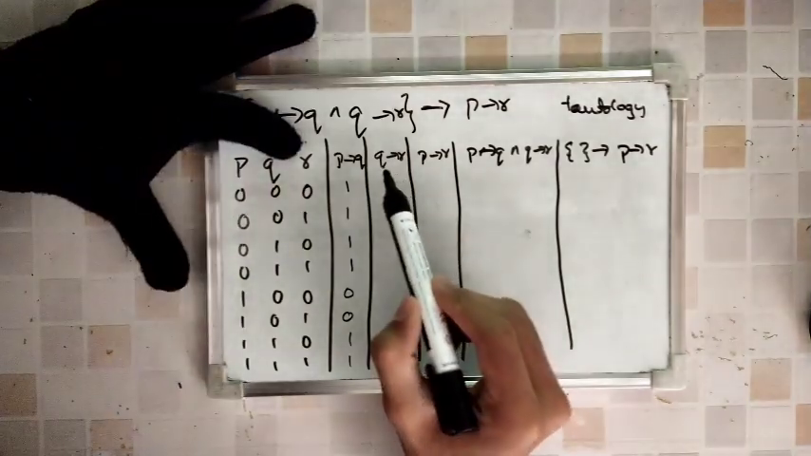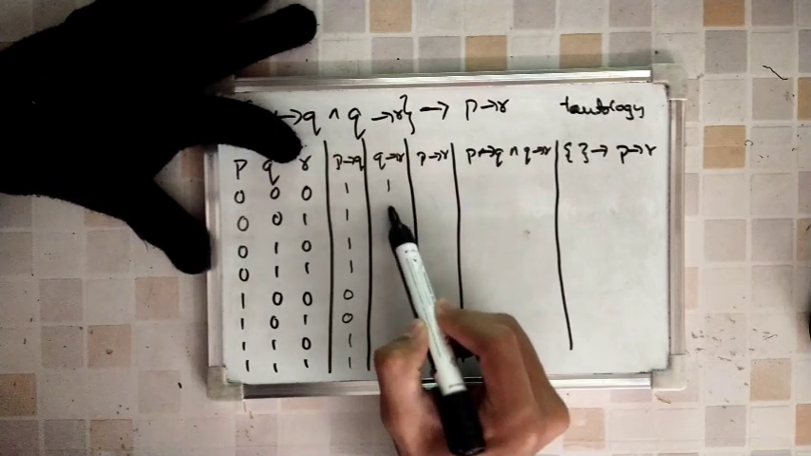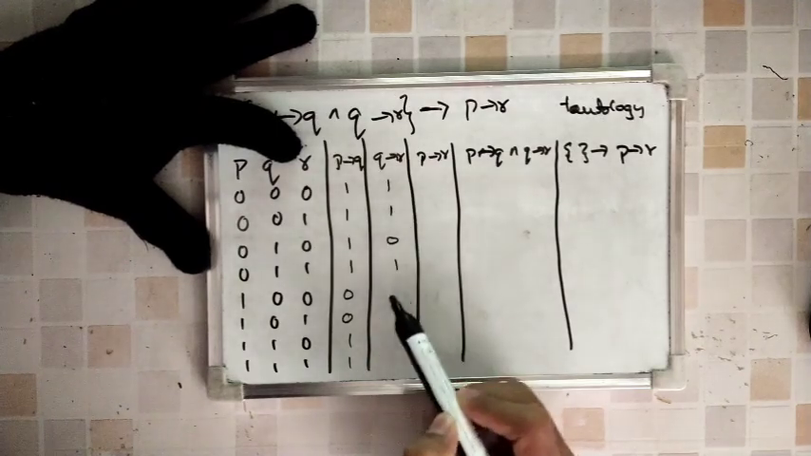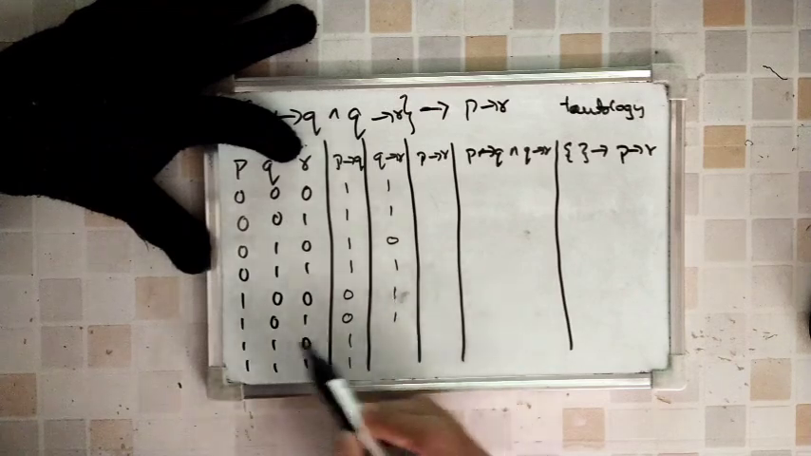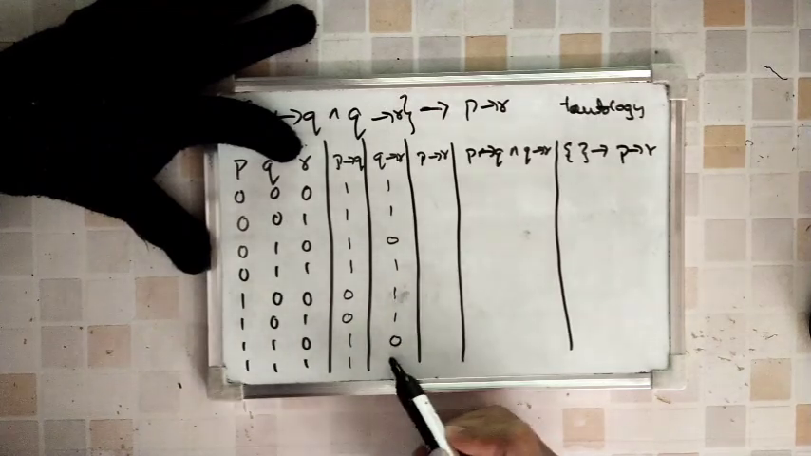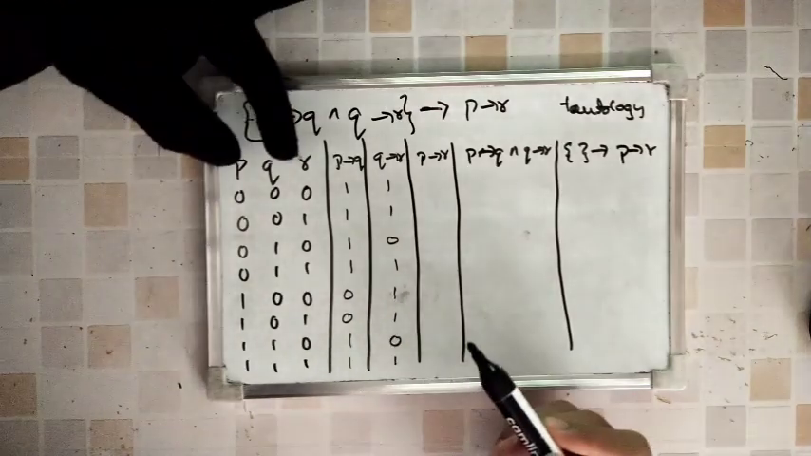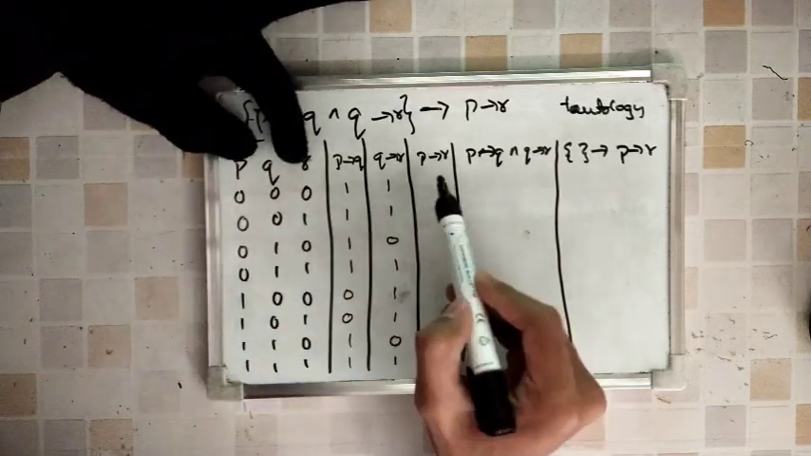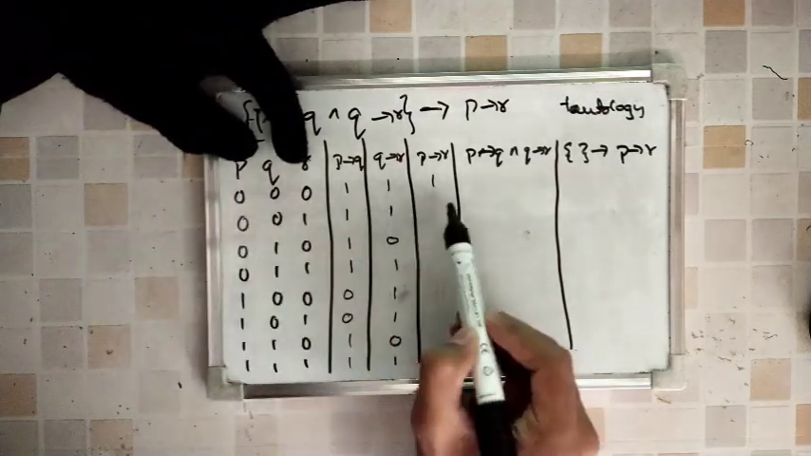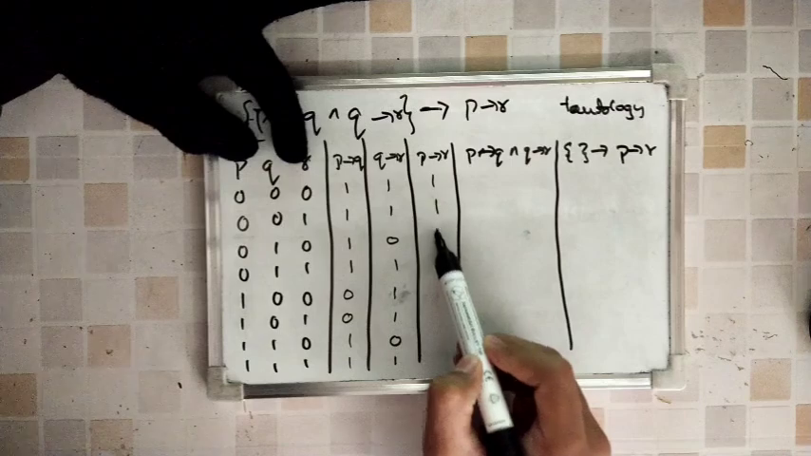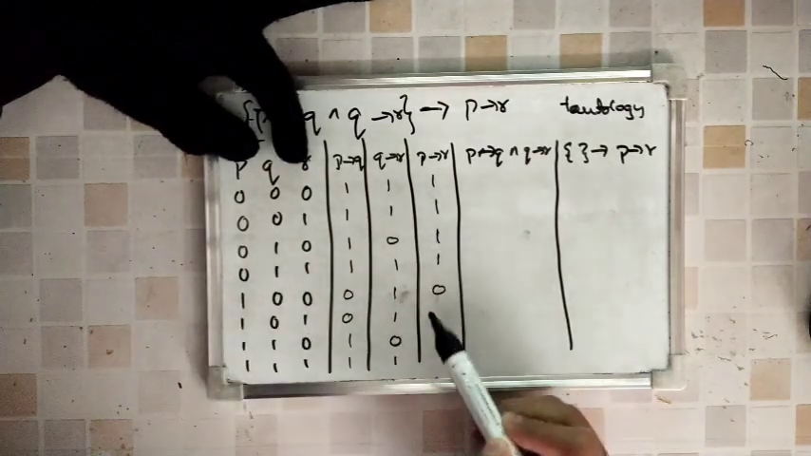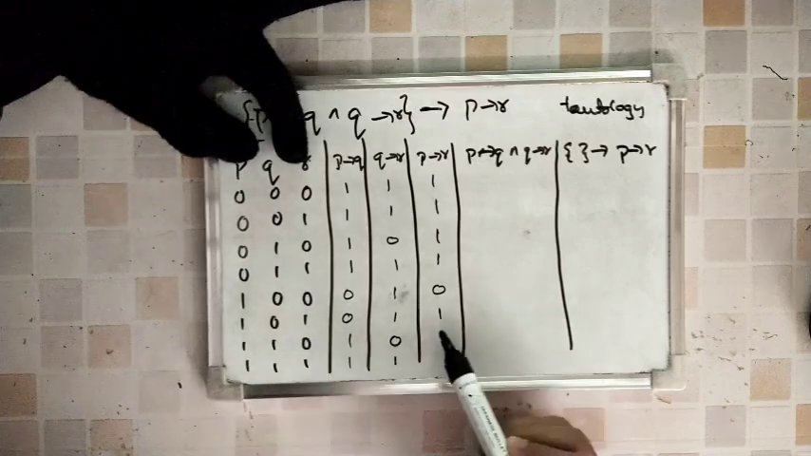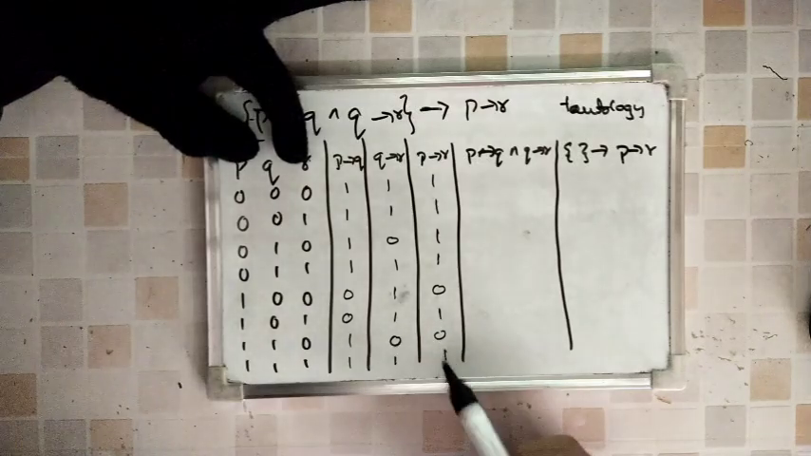Q implies r: 0 to 0 is 1, 0 to 1 is 1, 1 to 0 is 0, 1 to 1 is 1, 0 to 0, sorry, 1, 0 to 1 is 1, again 1 to 0 is 0, 1 to 1 is 1. Then p implies r: 0 to 0, see 0 to 0, 0 to 1 is also true, 0 to 0 is also true, 0 to 1 is also true, 1 to 0 it is decreasing, that is false, 1 to 1 is true, again 1 to 0 is decreasing, false, 1 to 1 is true.